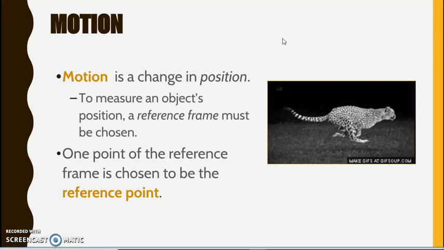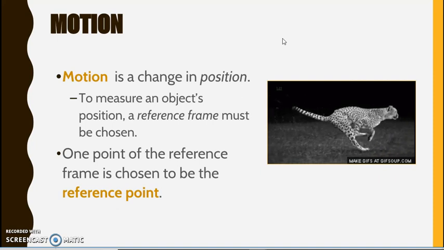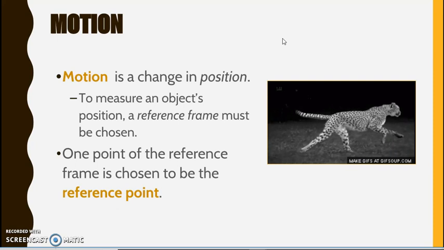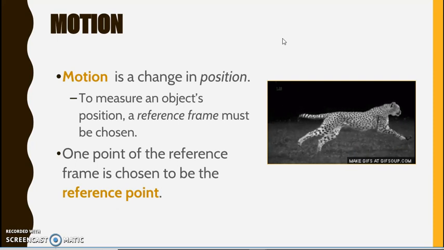If you're standing on the street and I'm driving in a car, something that's moving is going to look different to both of us. Motion is all relative. It just depends on your reference point.